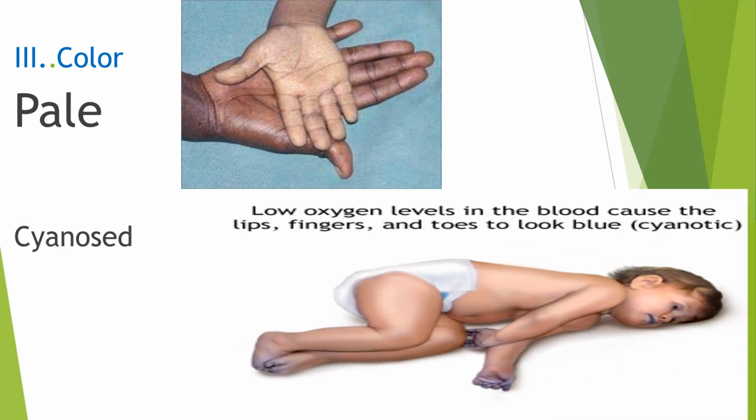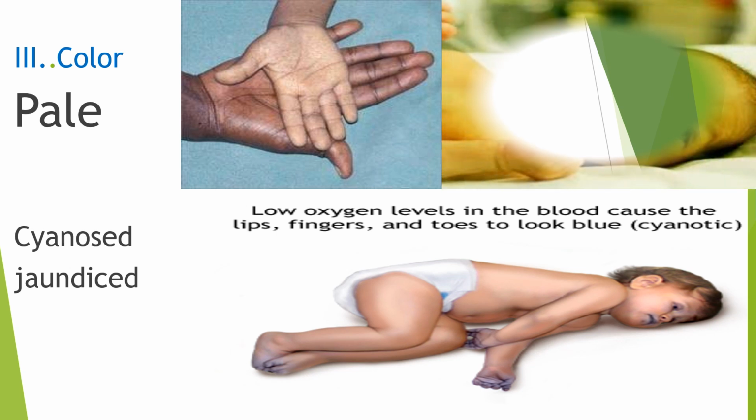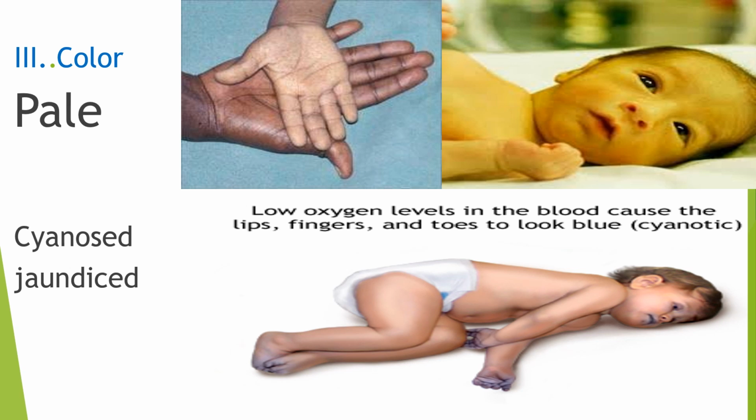The other is cyanosis. Cyanosis is a condition at which low oxygen levels in the blood cause the lips, fingers, and toes to look blue. So bluish appearance of the lips, fingers, and toes can be seen on the general appearance. The other component of color examination in general appearance is jaundice. You can see gross jaundice, or you can see icteric sclera on general appearance. The deeper examination of cyanosis, pallor, or jaundice in other parts of the body is done in the systemic examination. This one is on the general appearance of the patient.